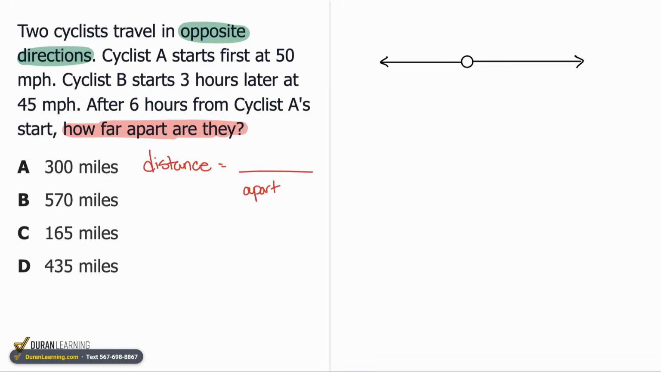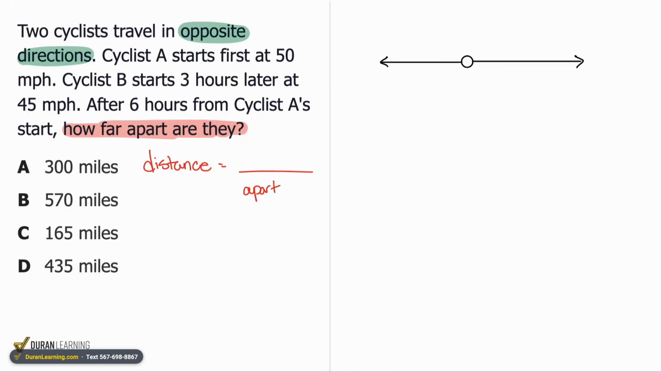But the only time that we can add rates with opposite directions is when they're moving at the same exact time. Everybody, in this question here, are our cyclists moving at the exact same time? Are they moving at the exact same time? No, they're not. No, they are not.